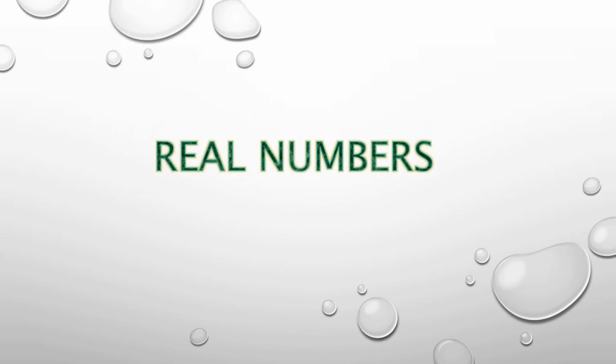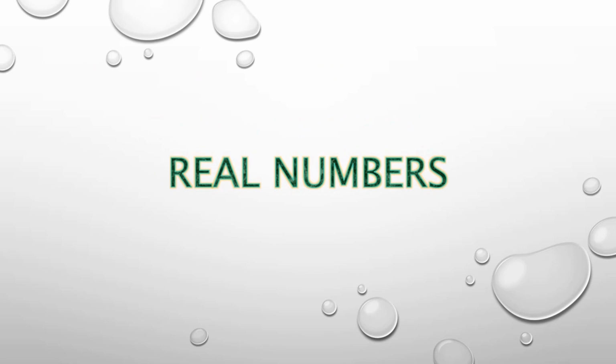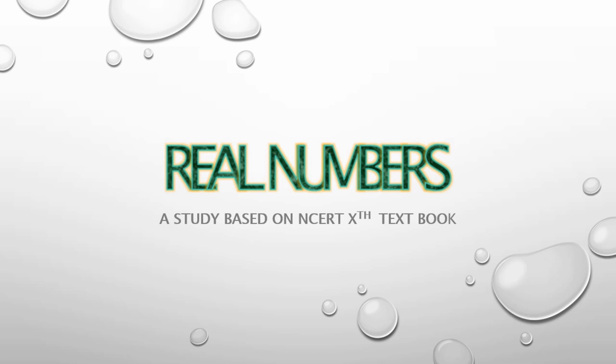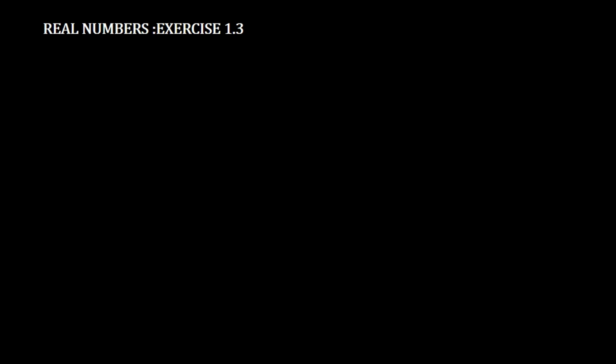Real numbers. Third part. So, moving on to our next exercise. Real numbers 1.3. Our first question. Prove that root 5 is irrational.